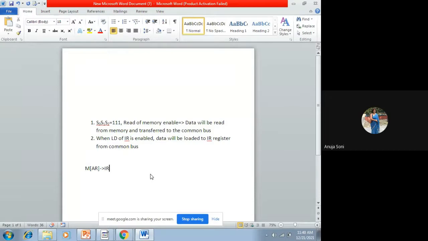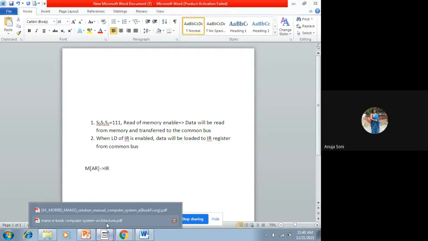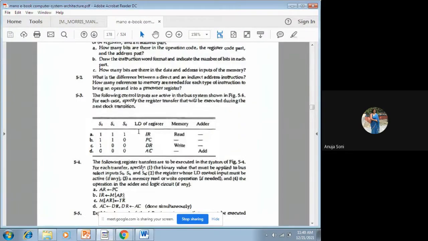So this is the solution of your part A. How will it happen? It will happen in terms of step 1 and 2, and ultimately this will be your final outcome. Now we come to the second part, part B, which says S0, S1, S2.